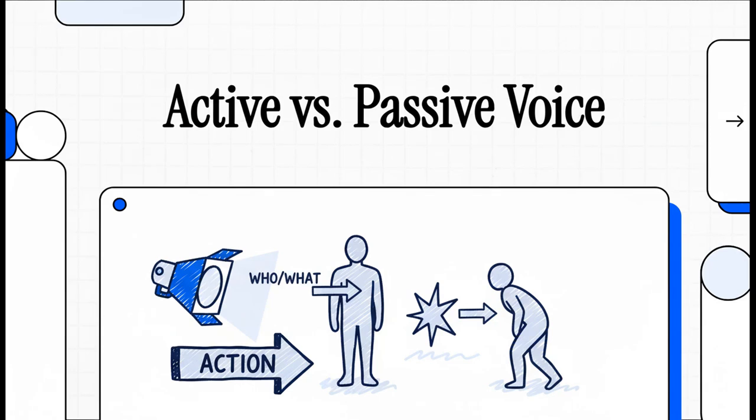Hey there. Ever read something you've written and just felt like it could use a little more punch? Well, today we're going to talk about a super simple tool to make that happen. It's all about the active versus the passive voice. And really, it boils down to one single question. Who or what are you putting in the spotlight?